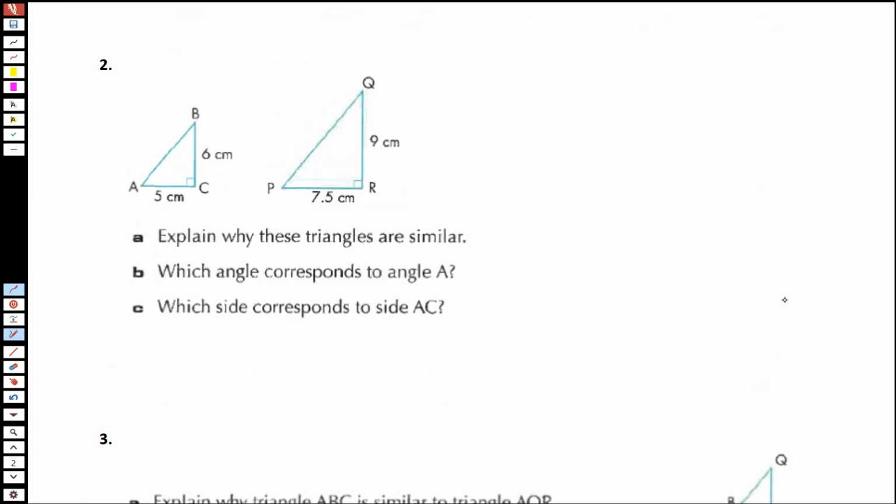Okay, number 2. In number 2, explain why these triangles are similar. Again, it's just the same as what we've just discussed. You have to look at the ratio of corresponding sides. So by looking at the ratio, we can just say the ratio of corresponding sides are equal.